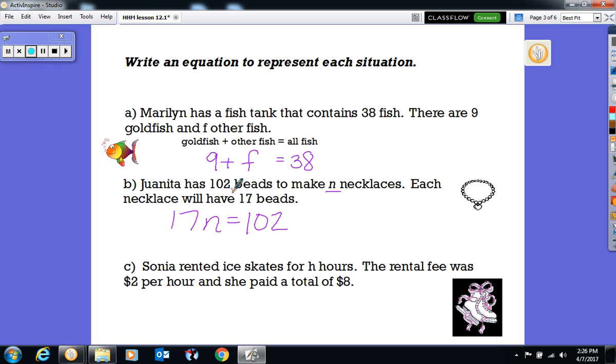What about C? Sonia rented skates for 8 hours. The rental fee was $2 per hour, and she paid a total of $8. So she's paying $2 per hour. She paid a total of $8. So tell me, what equation would you write to solve for the number of hours? Maddie? 2 times H equals 8. Perfect.